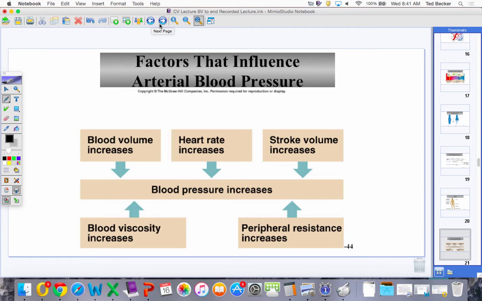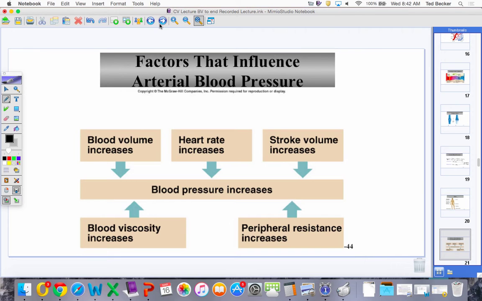All right, factors that affect blood pressure. We have the whole pressure and volume idea: if you have a closed container and you increase the volume of material in the closed container, pressure will go up. Or if you make the container bigger but don't increase the volume, pressure will go down.